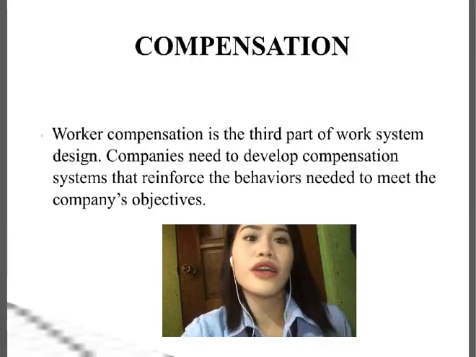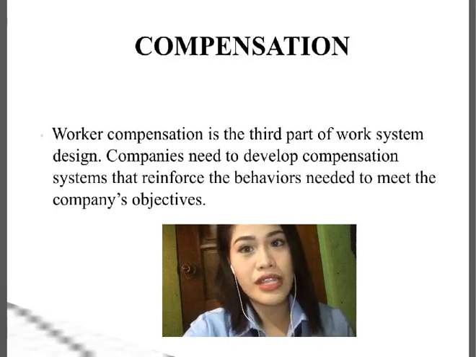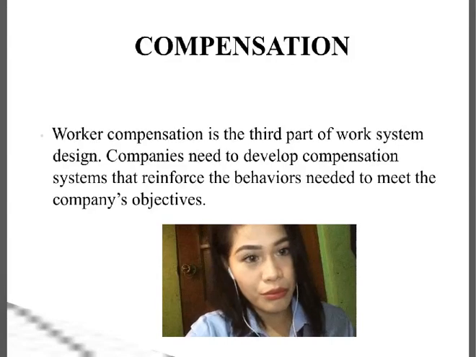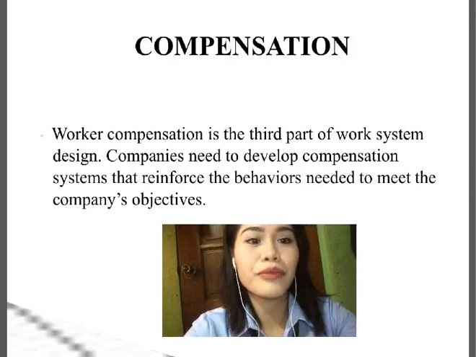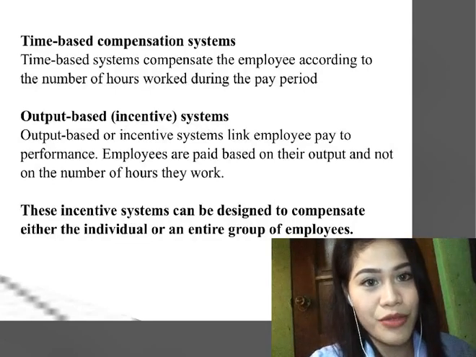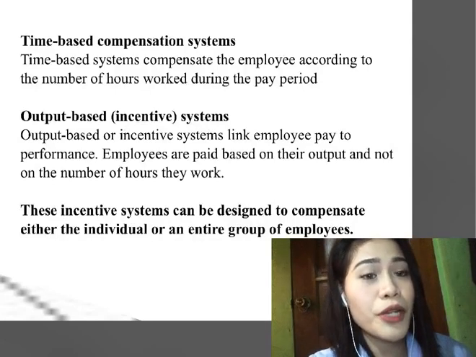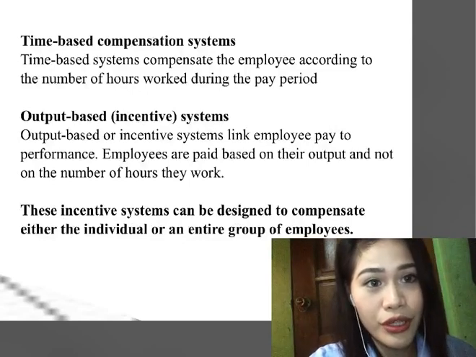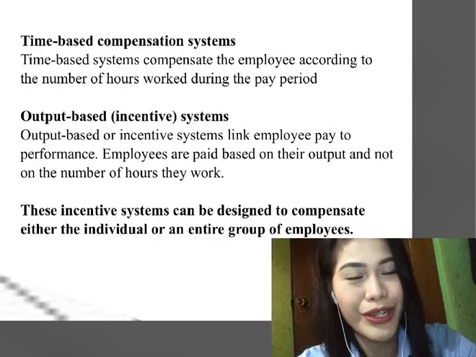There are two types of compensation. First is the time-based system, and the second one is the output-based system. The next is the time-based compensation system. Time-based systems compensate the employee according to the number of hours worked during the pay period.